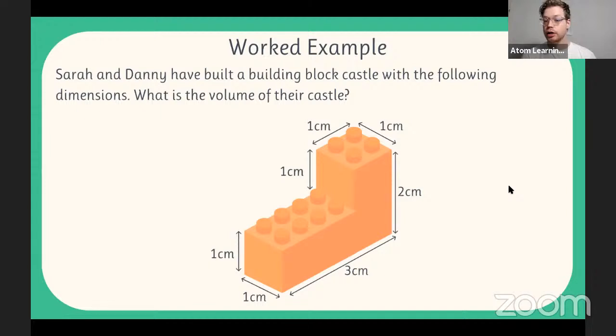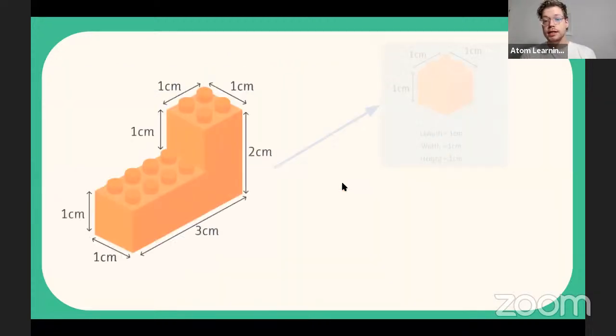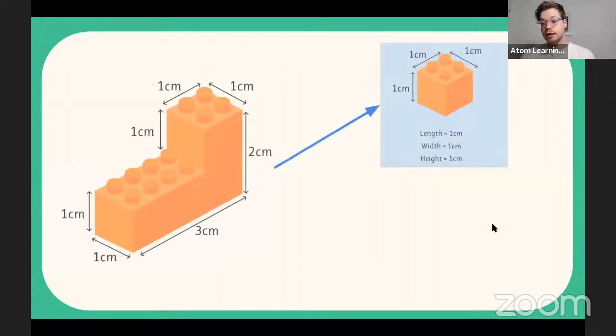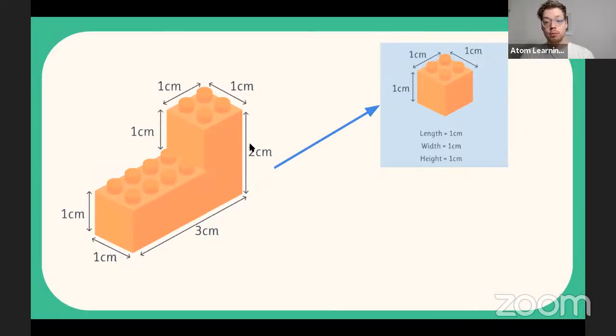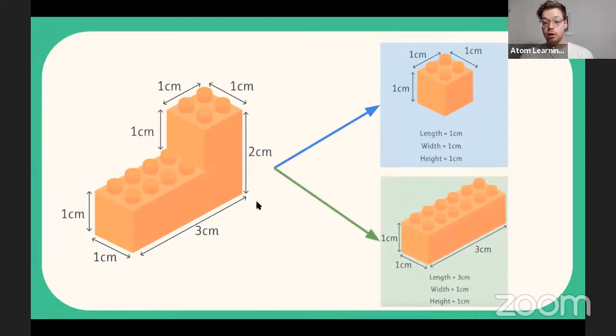We have our different shapes. And if you remember, when we're calculating the area of a compound shape, we need to break it down into its constituent shapes, okay? Because unfortunately, there is no formula to calculate the volume of an L-shaped castle, okay? So what we need to do is split that into its different constituent parts. So we have that 1 by 1 by 1 block on the top, and then on the bottom, we have that cuboid, which is 3 by 1 by 1.